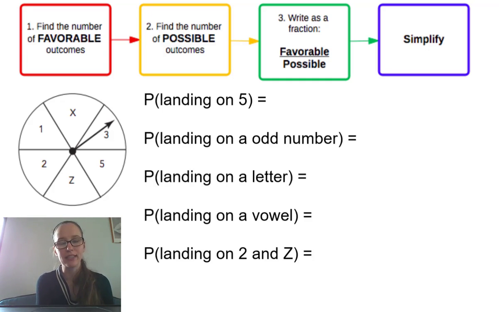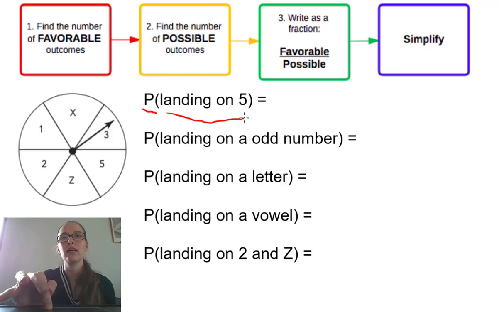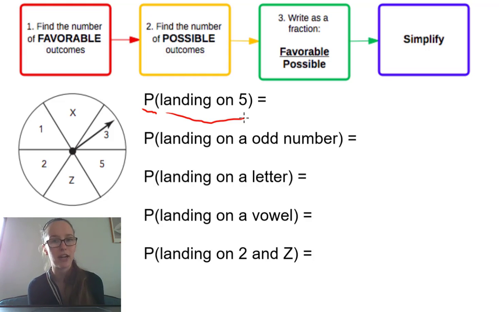So probability is the likelihood of an event occurring. And we want to know the probability involving the spinner. When I have P and then in parentheses, that reads the probability of landing on a 5. Probability can be written as a fraction or a percent, and right now we're going to focus on a fraction.